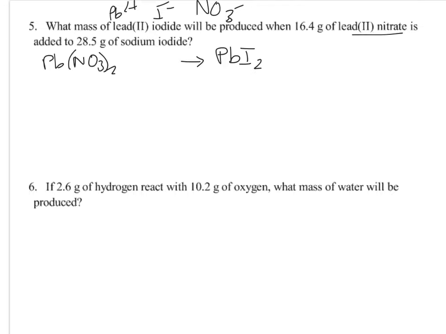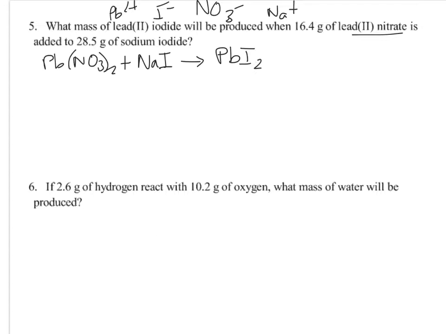So lead-2 nitrate is added to sodium iodide. So Na plus with I minus. And so that would be NaI. Now it stops. That's all it says. But you guys are expert chemists. You know that can't be it because where's the nitrogen? Where's the oxygen? They can't just disappear from the reaction.